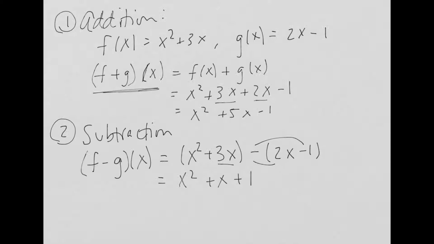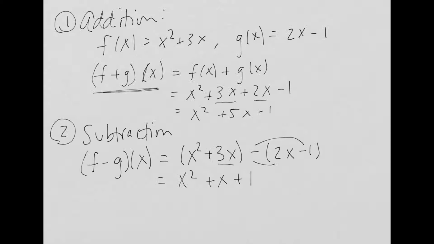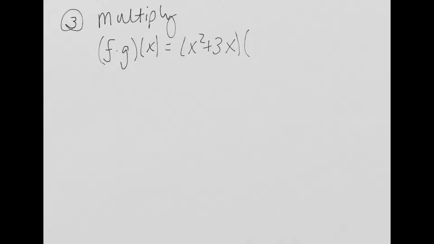The third thing we can do is we can multiply. So multiplication. So f times g of x. For this one, just like addition and subtraction, all we're doing is multiplying the two functions. So what were our functions? x squared plus 3x times 2x minus 1.